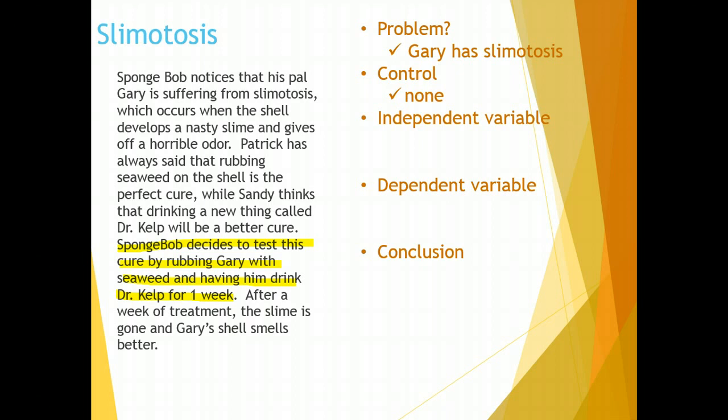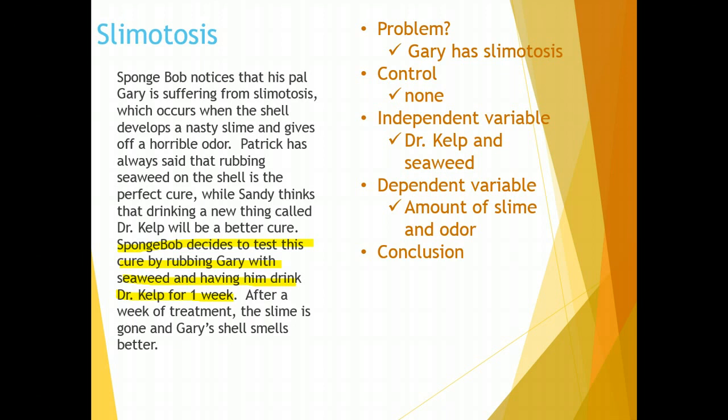What is SpongeBob's independent variable? What did he control? What factor or variable did he control throughout the experiment? In this case, it's Dr. Kelp and the seaweed cures. Notice we can't differentiate between the two because he tested them at the same time. The dependent variable is the amount of slime or odor on Gary's shell.